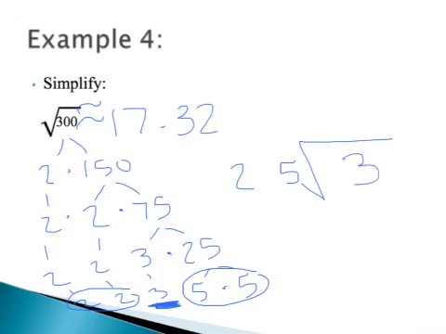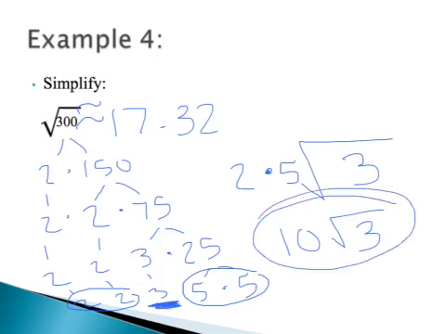Now this 2 and 5 that's outside the house, outside the square root symbol, we're going to multiply them together and say 2 times 5 is 10. And then our square root symbol and the 3's left over. And there's our final answer: 10 square root 3.